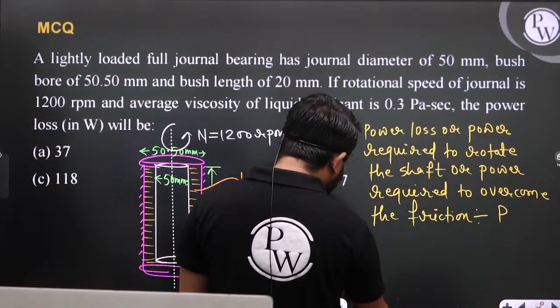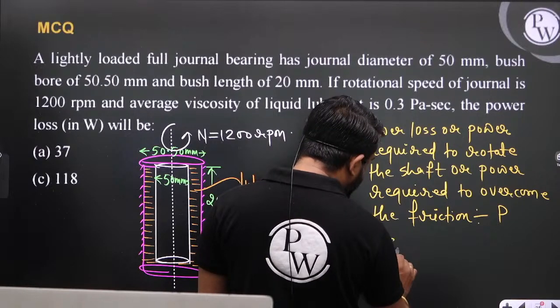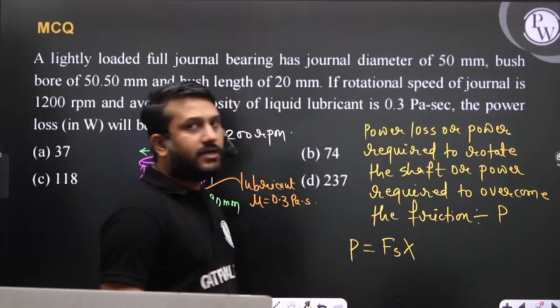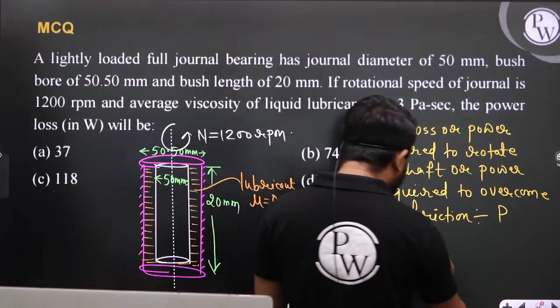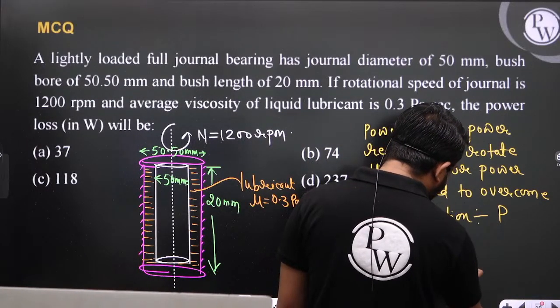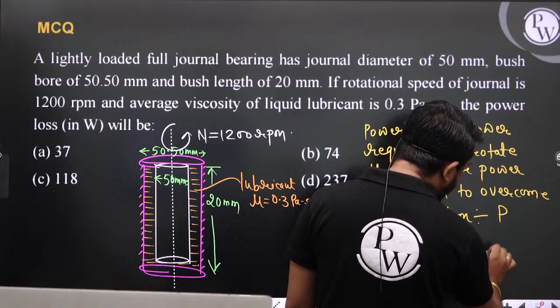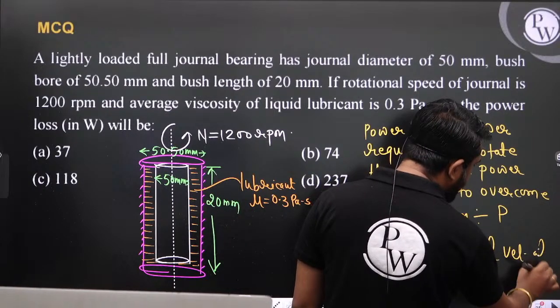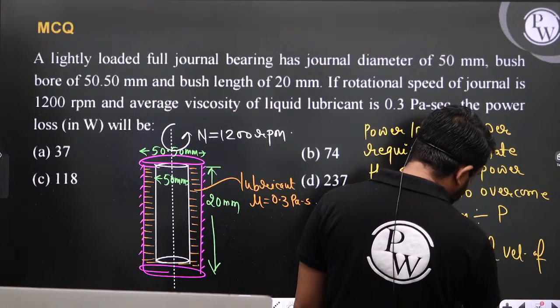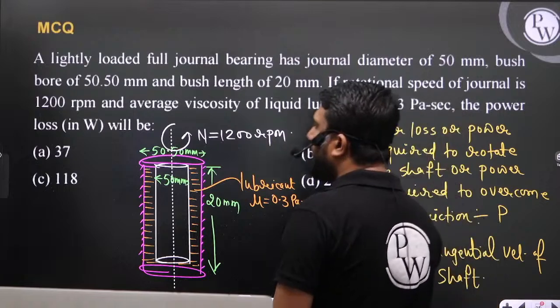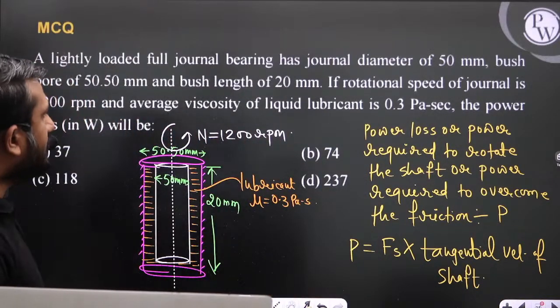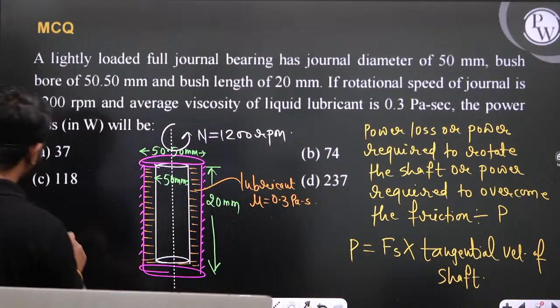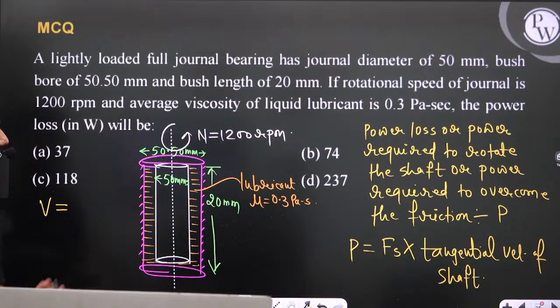So that P is equal to, simply, shear force experienced by the shaft multiplied by tangential velocity of the shaft. Can we find out the tangential velocity of the shaft? Yes, definitely we can find out. So what is the tangential velocity of the shaft?